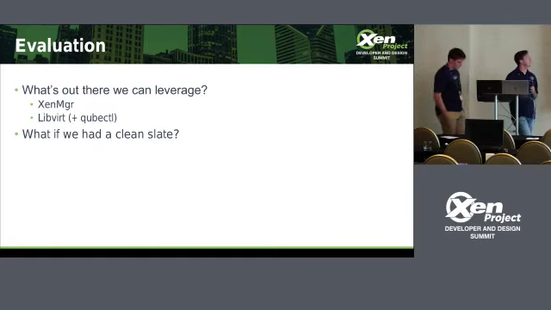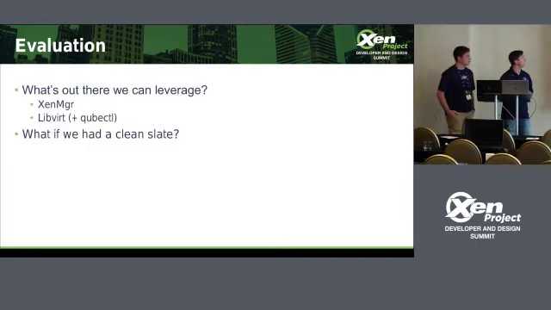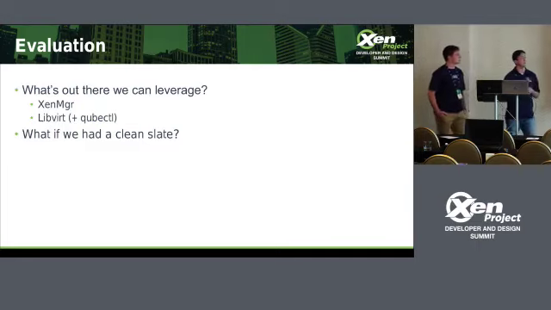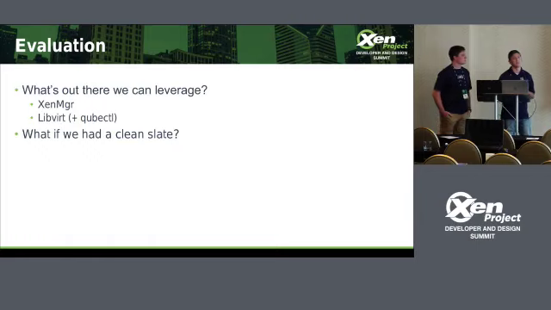Okay, so we evaluated some things. We didn't want to start from scratch if we didn't have to, so we looked at what's already there. In OpenXT, there's XenMgr, which is a tool stack that's been in place for quite some time. It's written in Haskell. And then libvirt, and I think the obvious piece of libvirt that lends itself to client virtualization is the Qubes patches on top of it, so qubesctl and all that.